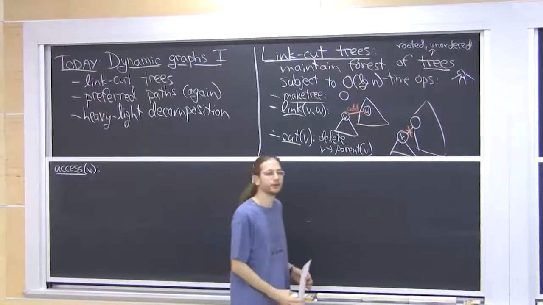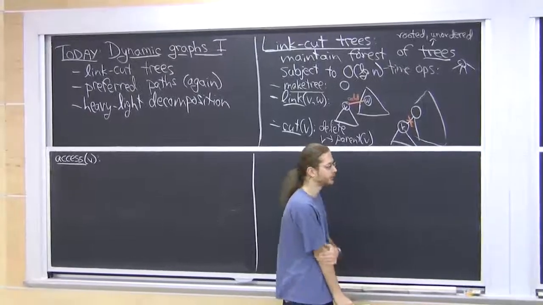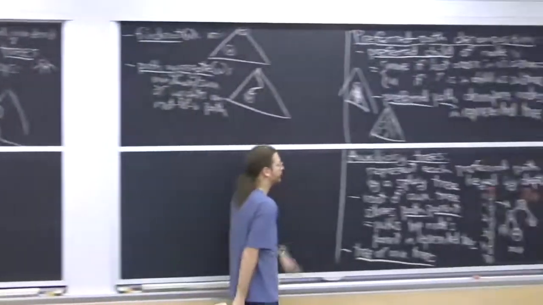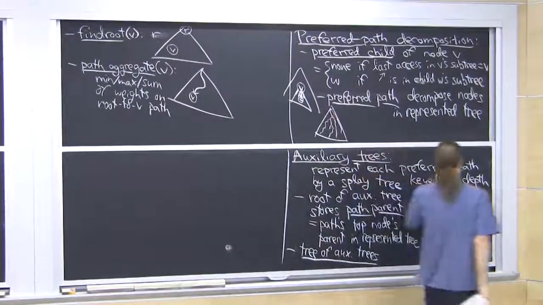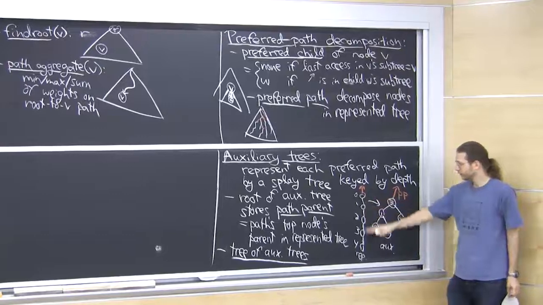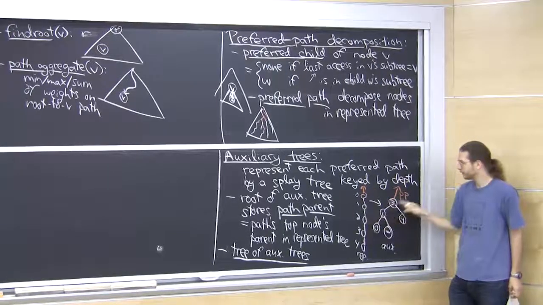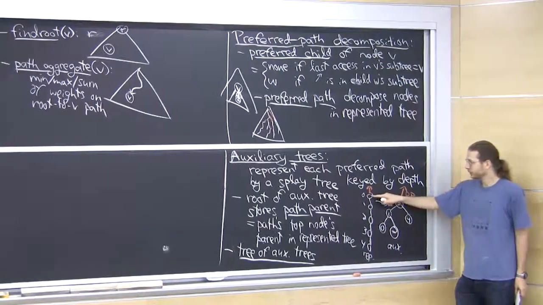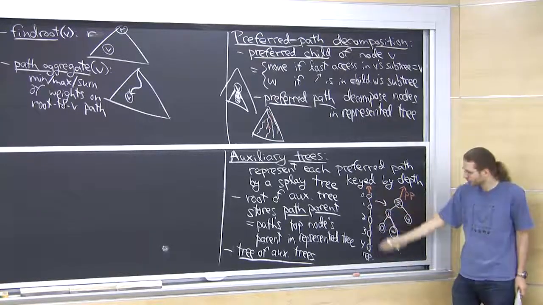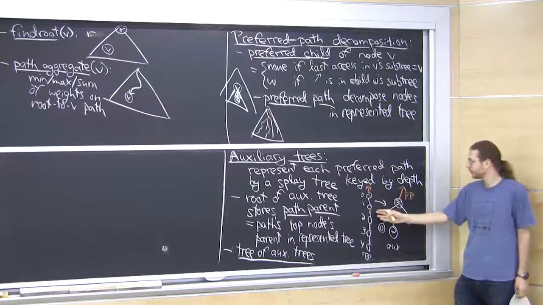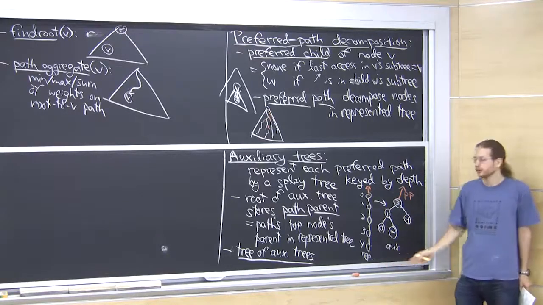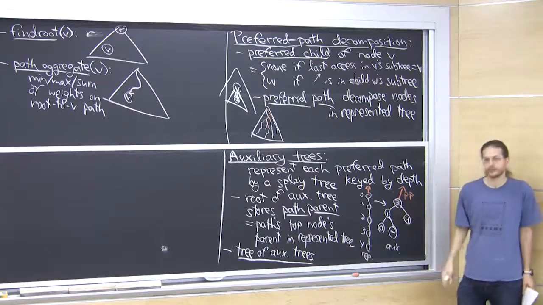Question? I still don't understand. When you say that the display tree is keyed by depth, how do you go from that path to the actual display tree? Okay, so the transformation from this path in the represented tree to the display tree is just, these nodes have depth within that path. They're just ordered along the path. What I mean is I want to store them as a binary search tree ordered by that value.